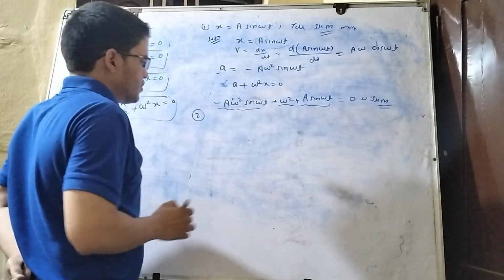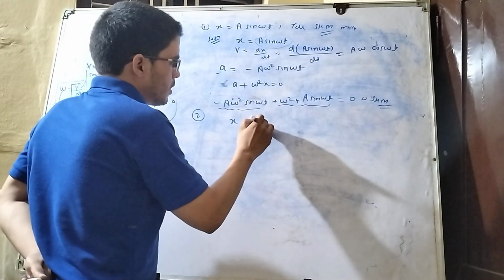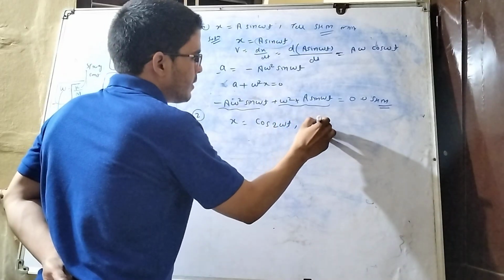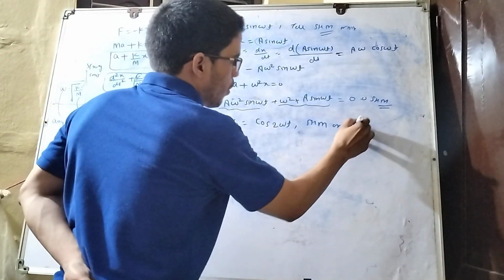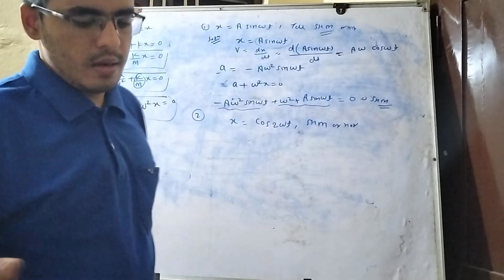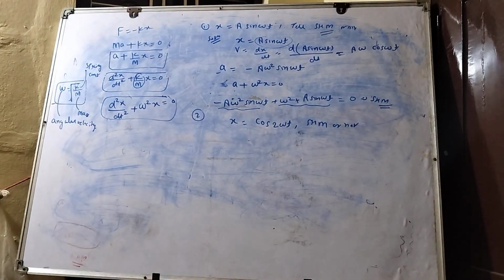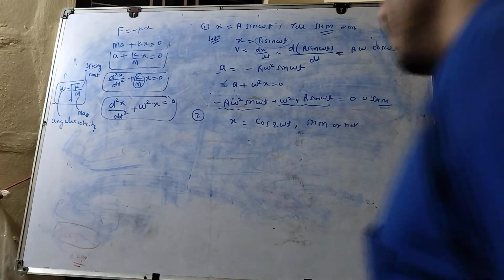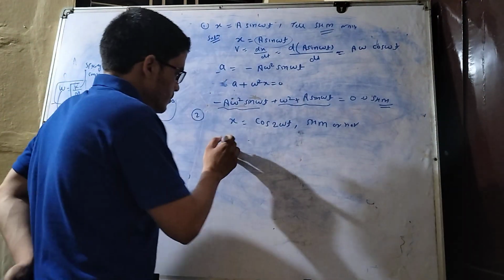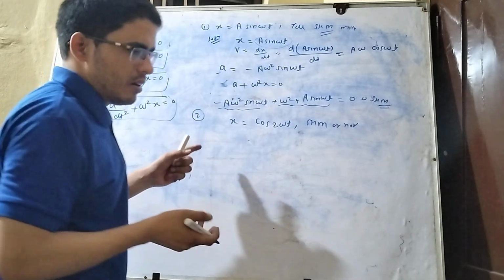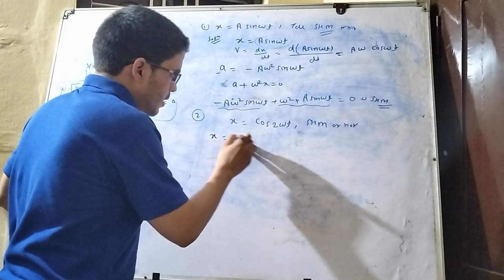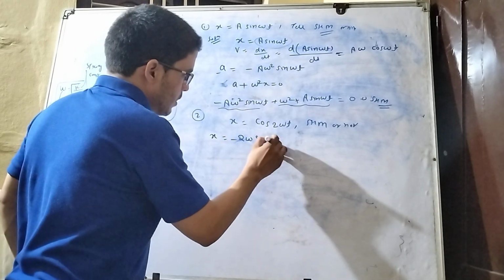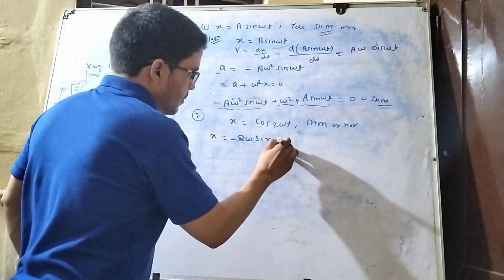Next question I am writing: suppose x equals cos 2 omega t is given. Now we have to prove whether that is simple harmonic motion. Now prove it. Tell me the answer. So I will apply the same thing here. The velocity is what? That is minus 2 omega, right? Here minus 2 omega sin 2 omega t.